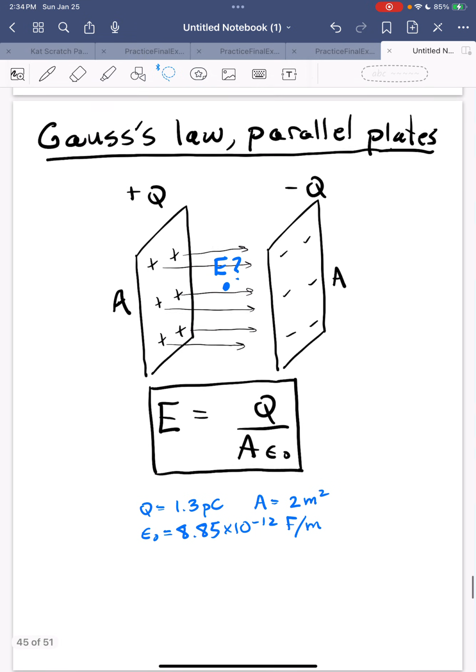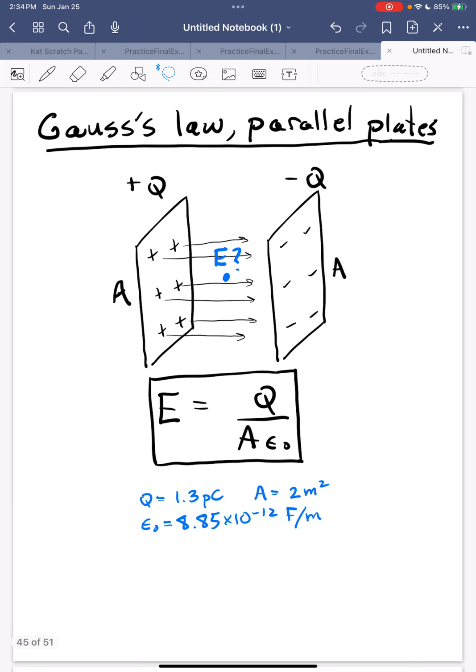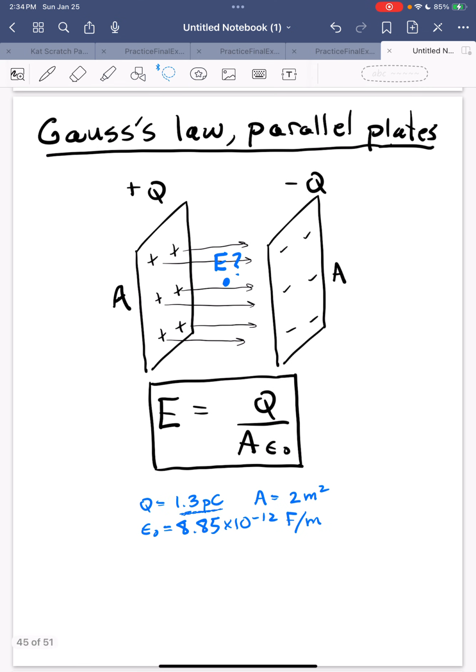So let's say we've got something like this. I could potentially give you an exam question where I want you to calculate the electric field between these two plates. And I'd give you the charge of this, I'd give you the area of that, and so forth. And then you'd have to calculate the electric field given these charges. So imagine I gave you 1.3 picocoulombs on each plate. Imagine the area of each plate is 2 square meters. And then epsilon naught, we would always give you this constant, 8.85 times 10 to the minus 12th farads per meter. We'll get into farads in a little bit, but don't worry, these units will cancel in this problem.